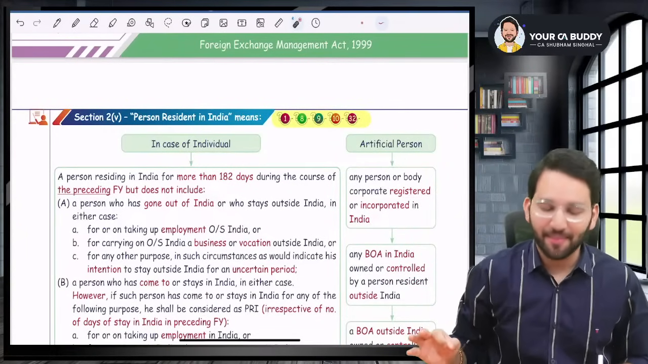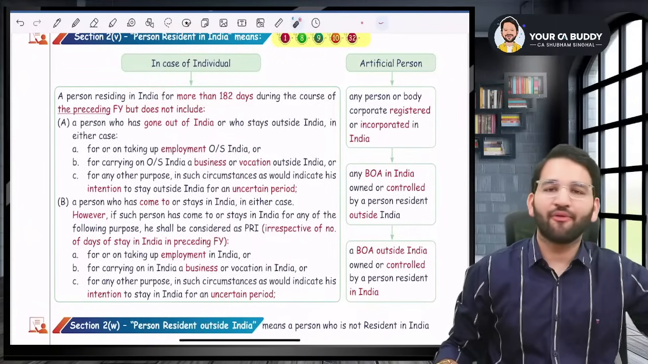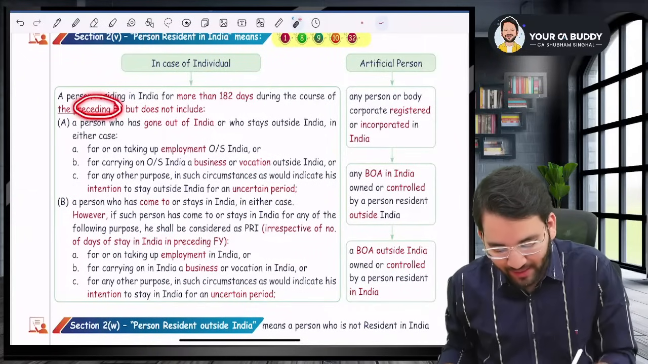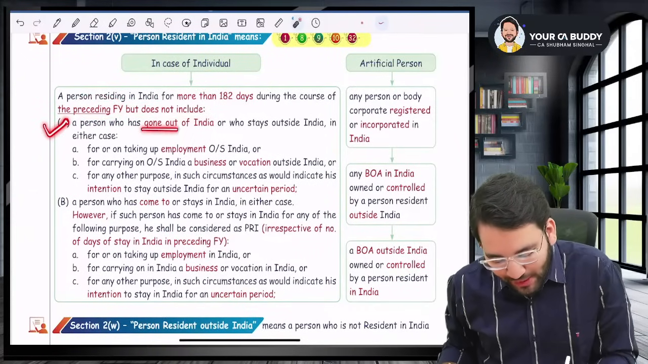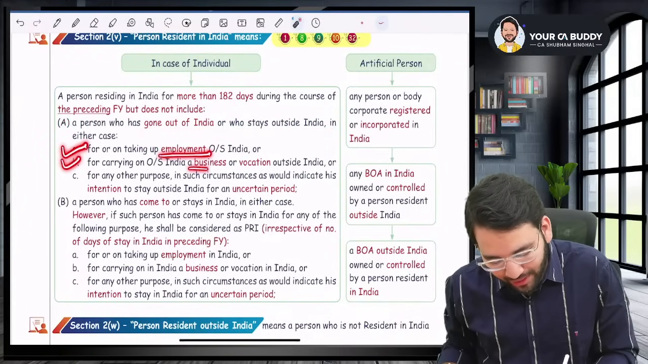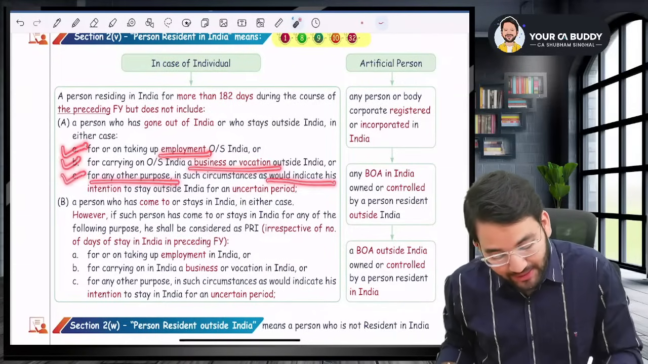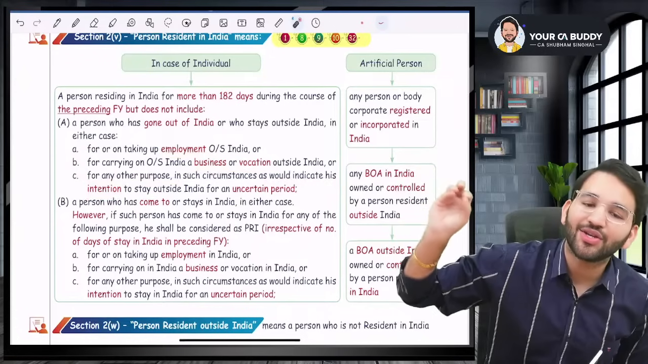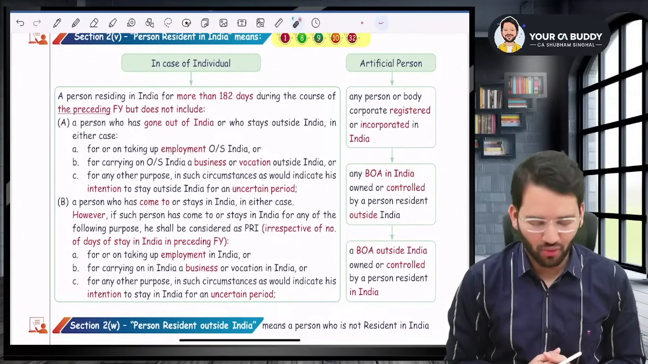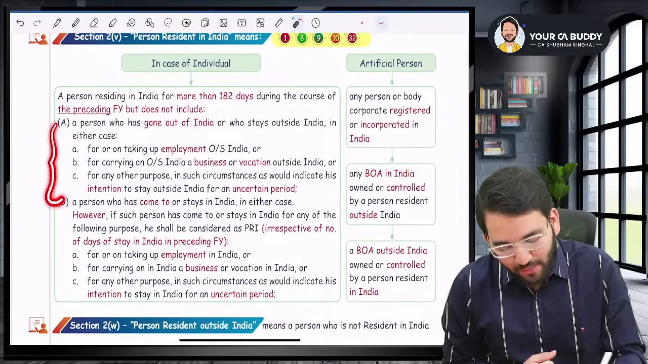Sir, person resident in India means a person residing in India for more than 182 days during the course of the preceding financial year, but does not include a person who has gone out of India or who stays outside India for employment, for business or vocation, or for any other purpose, in that circumstance, as would indicate intention to stay outside India for an uncertain period. A person who has come to or stays in India in either case, these two people will not be included.